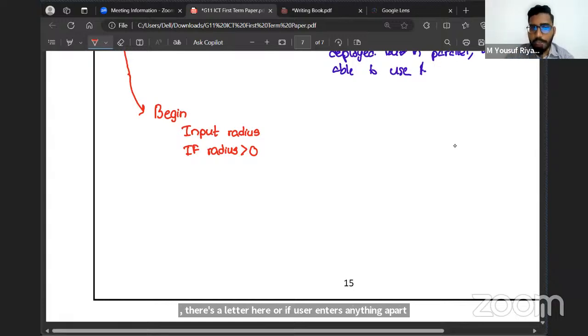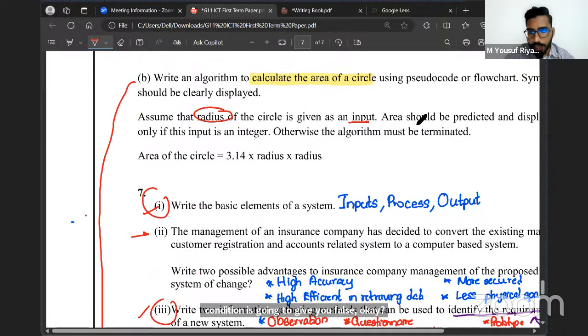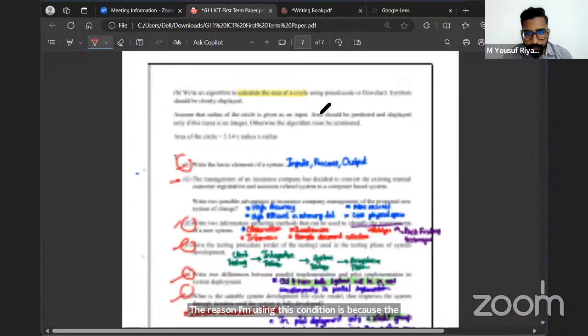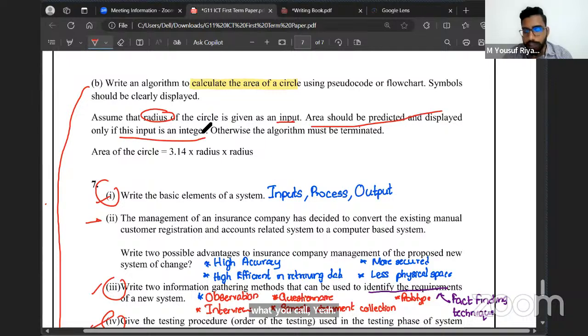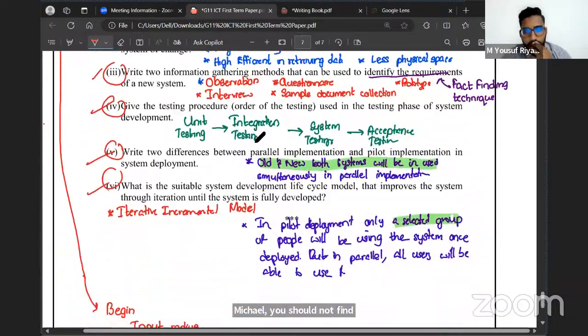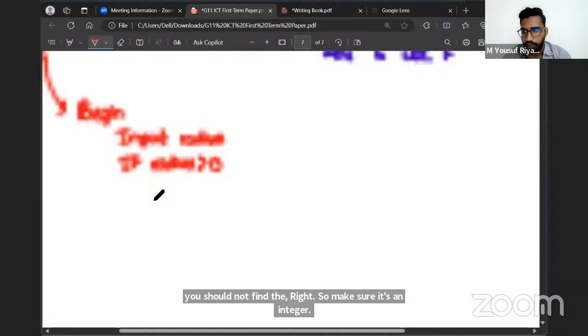The reason I'm using this condition is because the question has mentioned that area should be predicted only if the user enters an integer. That means a whole number. If a user does not enter a whole number, you should not find the area, they have mentioned here, right? So to make sure it's valid, what I'm doing here is just checking if the radius is greater than 0.